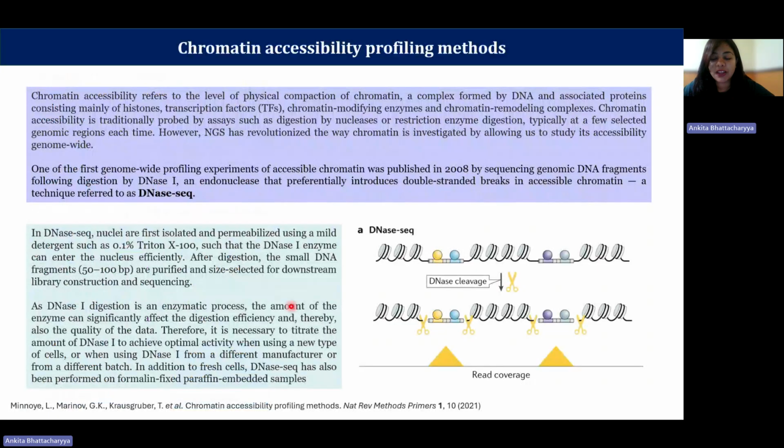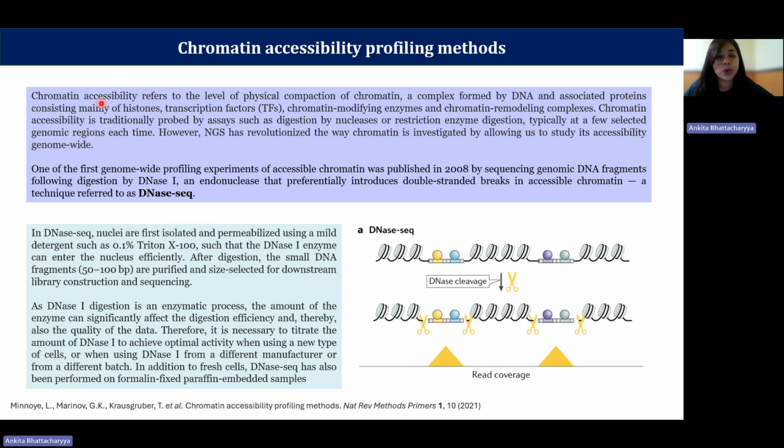So with this in mind, we will first quickly recap what we have already discussed in the previous class about chromatin accessibility. So what does it mean? It means how much of the chromatin is open or available for recruitment of transcription factors, chromatin remodelers to open or close DNA. To understand that a complex formed by DNA and associated proteins is not just a linear structure, but rather a three-dimensional structure, which includes histones, transcription factors, chromatin modifying enzymes, and chromatin remodeling complexes.